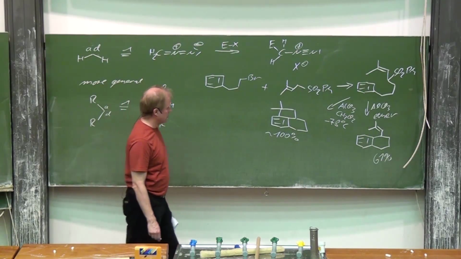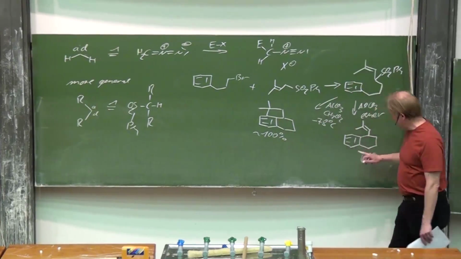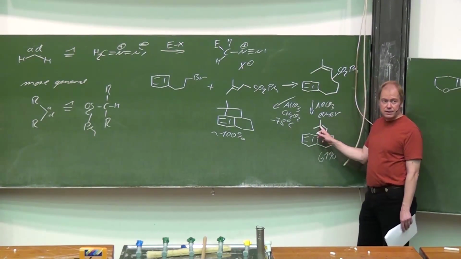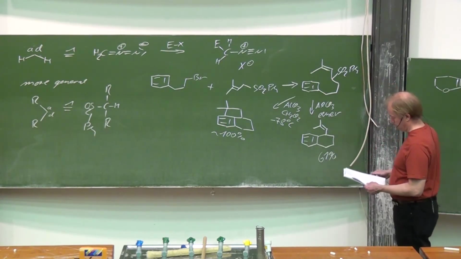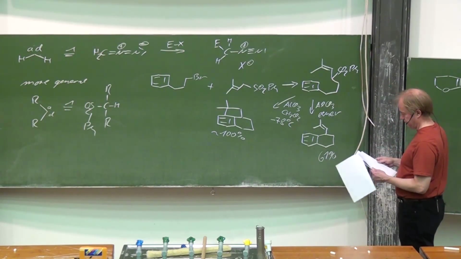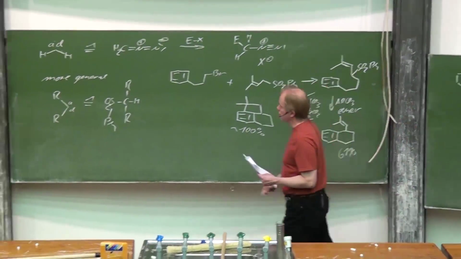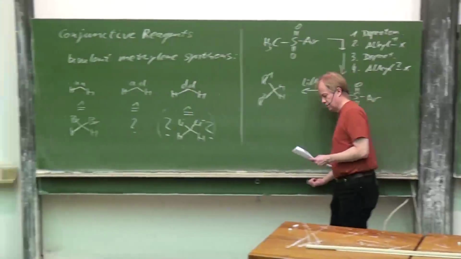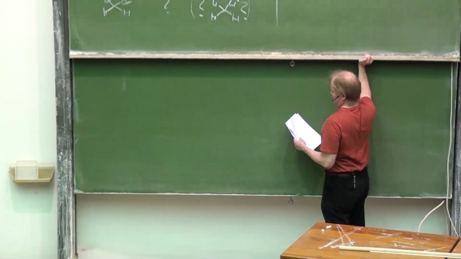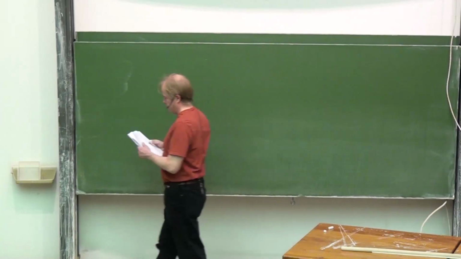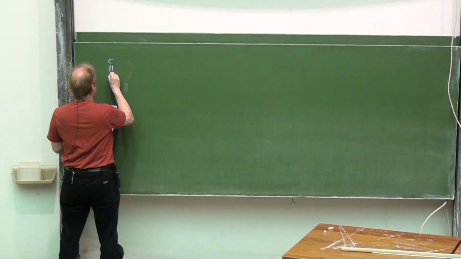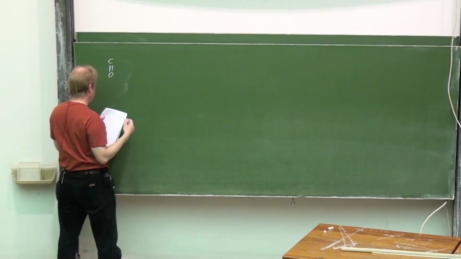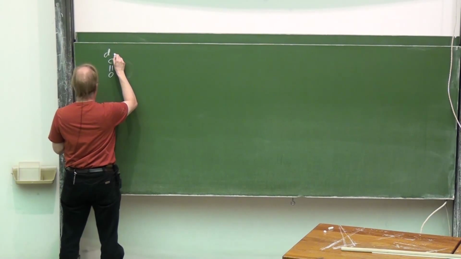So what happened? First, of course, this one is formed, and then a second Friedel-Crafts alkylation cyclizing to this position. So more synthons, which ask for appropriate conjunctive synthetic equivalents.